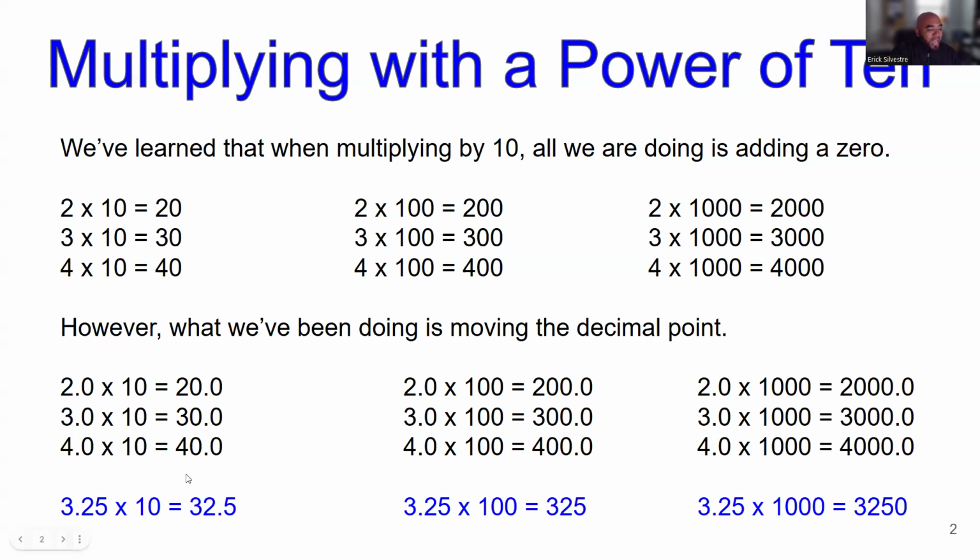Every time we have a decimal multiplied by a power of 10, we are simply shifting the decimal to the right. This one right here, I didn't leave just a whole number. I added decimal points. So I have three wholes and 25 hundredths. When you multiply that by 10, the decimal shifts one spot to the right, and you end up with 32.5, or 32 and 5 tenths. Same thing happens when you multiply 3.25 times 100. You shift the decimal twice to the right, so you end up with 325. And when you multiply 3.25 times 1,000, you shift the decimal to the right 3 times, and you end up with 3,250.